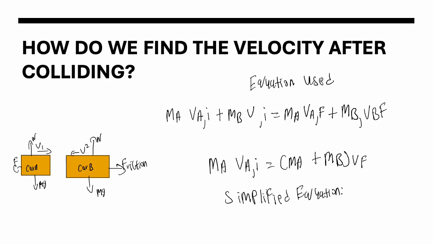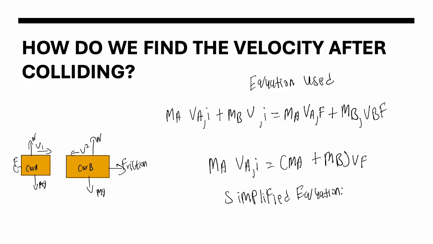Simplifying the initial momentum, we calculate the starting momentum. It's 0.375 kilogram meters per second. We're multiplying 0.15 times 2.5, and the term mass B times initial velocity cancels out because the diagram shows VB is 0.